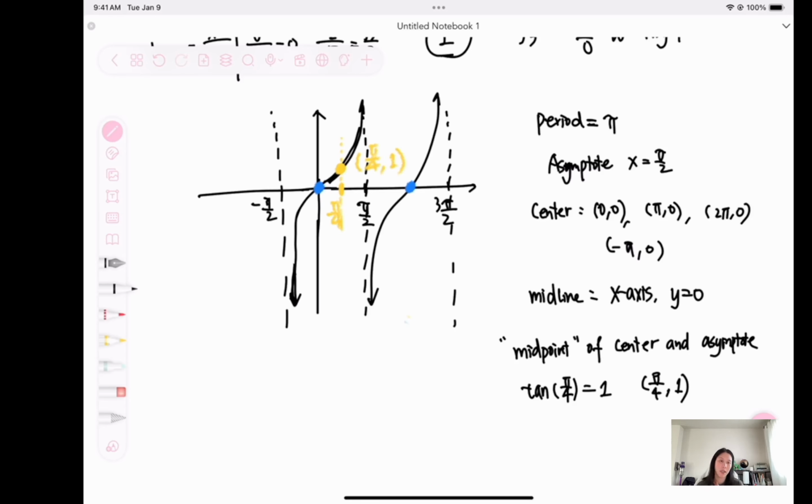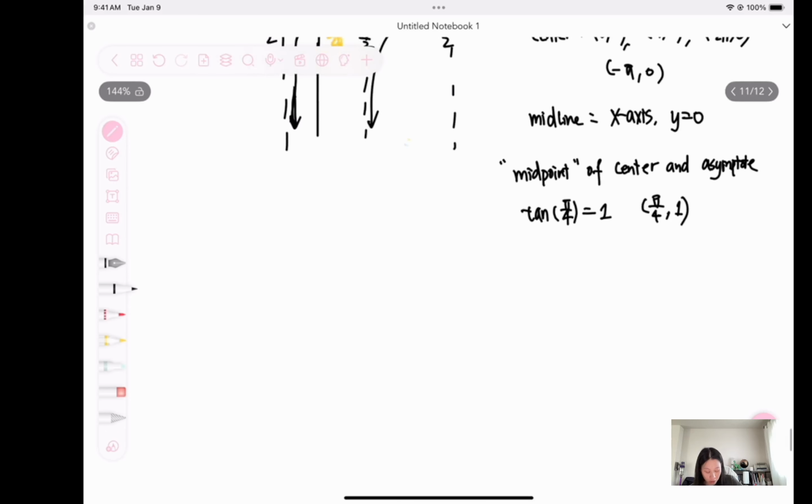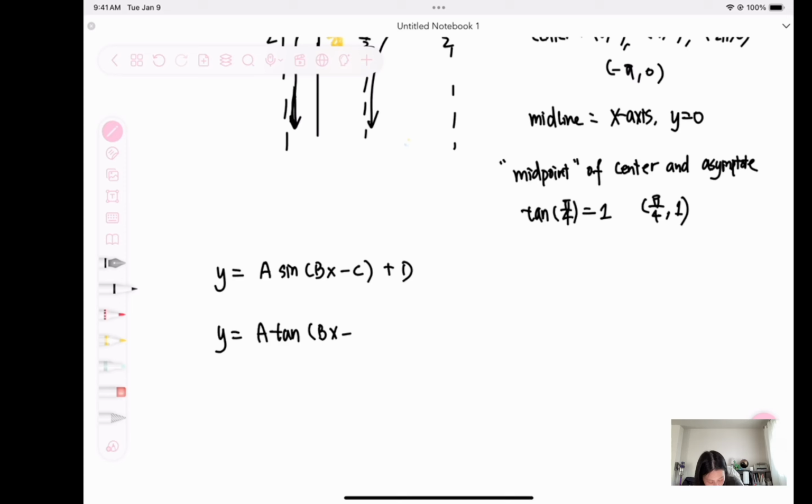Now, let's talk about the sinusoidal function. The basic general form of a sinusoidal function is equal to a times sine or cosine of bx minus c, plus d. That gives you the amplitude, the phase shift, the period, and the midline. And the tangent function is similar. For the tangent function, we have a times tangent of bx minus c plus d.